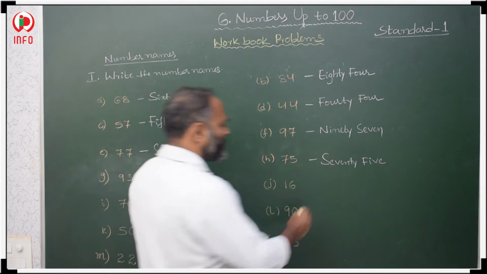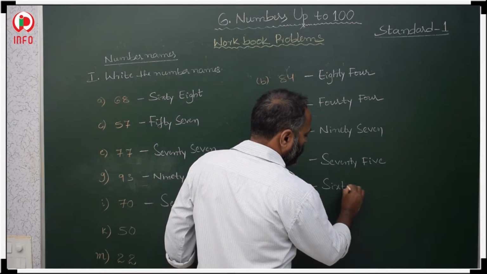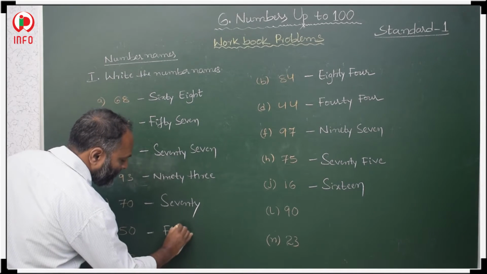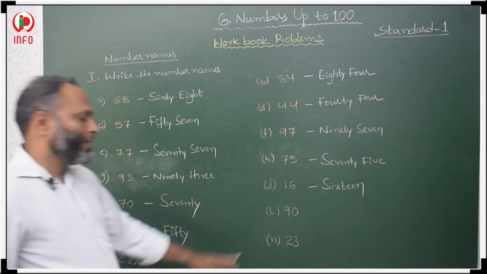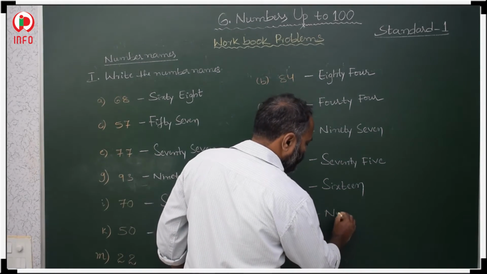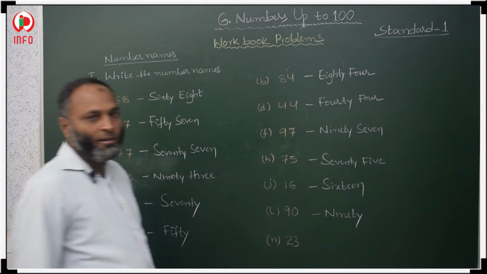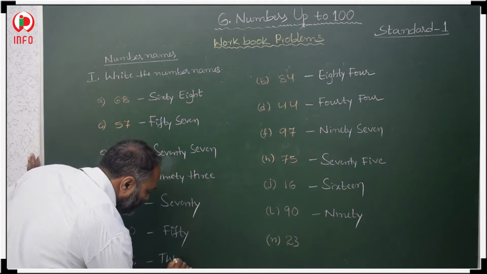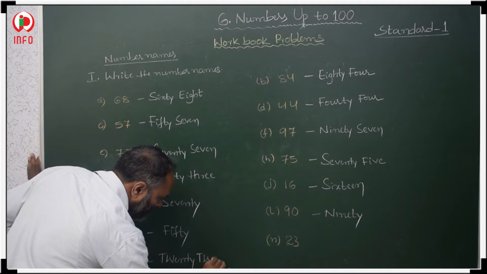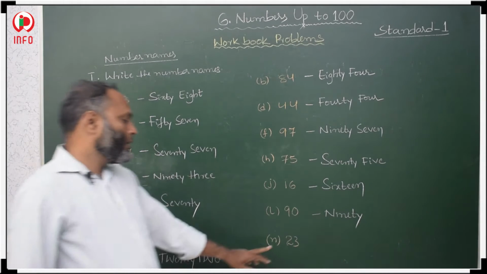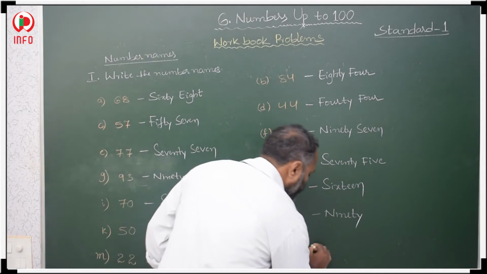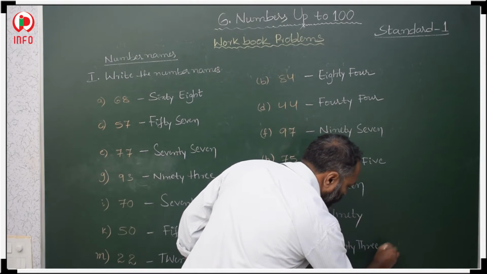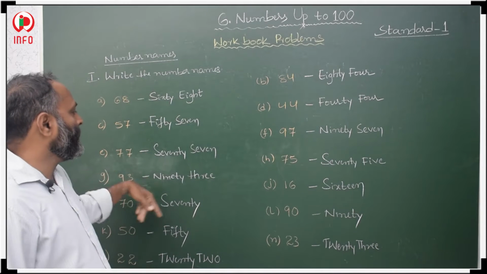Next, 16. Next, 50. Next, 90. Next, 22, and 23. So these numbers we have to write in number names. Okay.